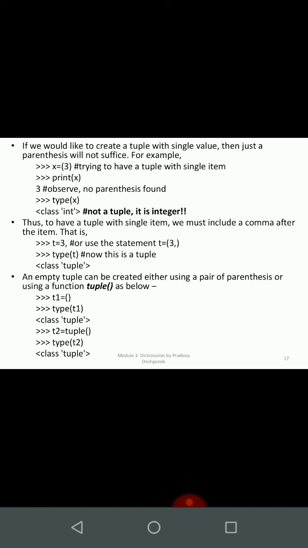So whenever you want to have a single value tuple, you must give a comma after the value. So as the example here, t equals to 3 comma, or else you can also write it like t equals to, in parenthesis, 3 comma. Now if you check the type of the t, it will be a tuple. We can also create an empty tuple with just a pair of parentheses. So example is here: t1 equals to just a pair of parentheses, that will be a tuple.